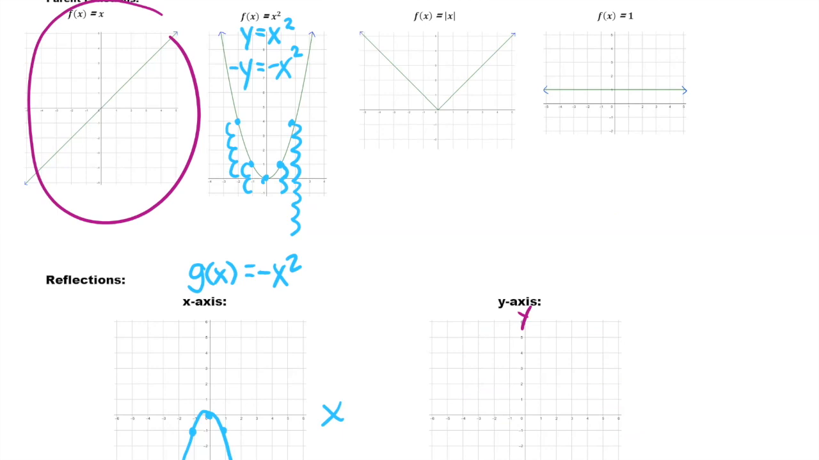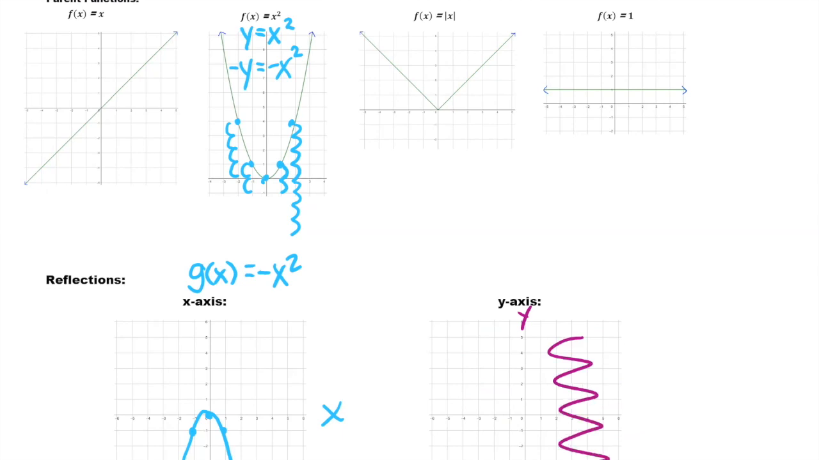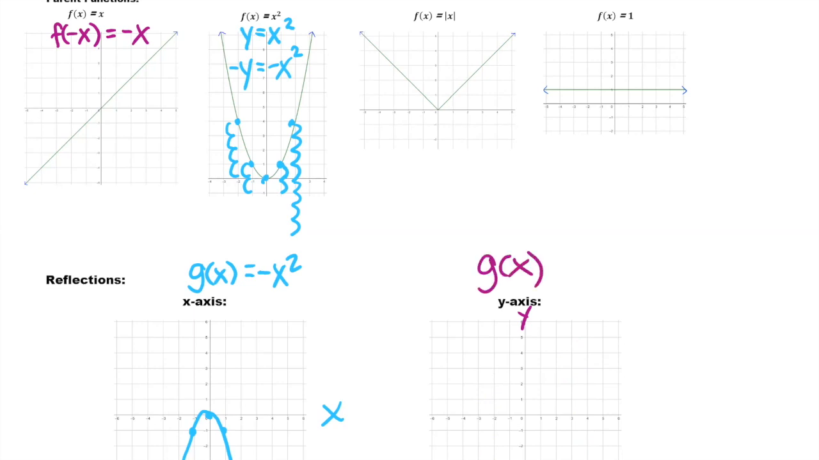So let's take a look at this one. If I, again, reflect over the y-axis, I'm changing from a positive x to a negative x, changing the sign of my x. So that would be, in function notation, a negative on the x on both sides. So that means I'm going to call it a new function again. I'll call it g of x. G of x equals negative x in this case. It'll still be a straight line, but it is a reflected line.